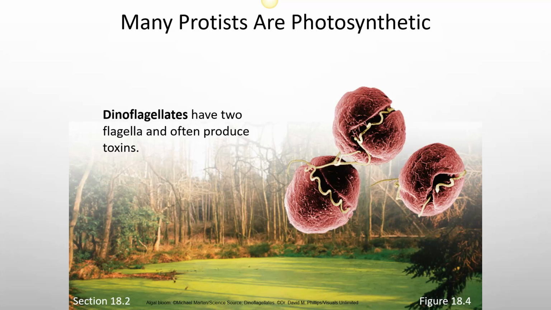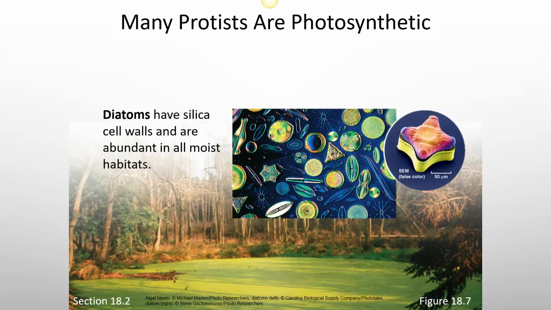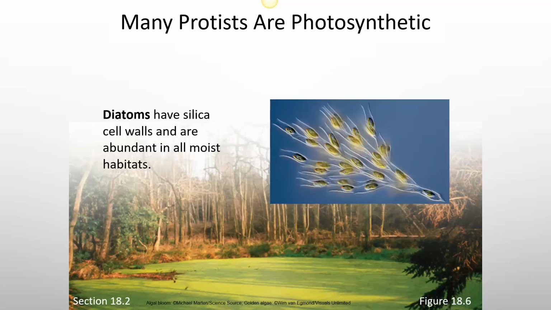So the dinoflagellates produce the toxin. The snails or shellfish eat those dinoflagellates. The neurotoxin accumulates in the shellfish, and then the person eats the shellfish and ends up getting sick. Diatoms have silica cell walls and are abundant in almost all habitats.